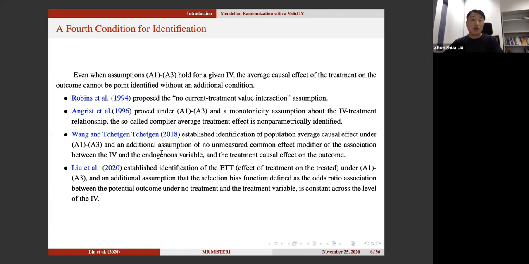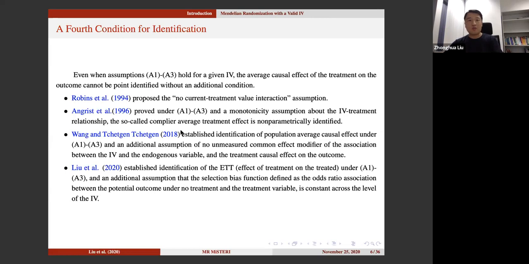In 1994, Robbins proposed the no current treatment value interaction assumption. It simply says there should be no interaction between the IV and the exposure or the treatment. Here, treatment and exposure are synonymous, exchangeable. In 1996, Angrist proposed another assumption called a monotonicity assumption about the IV treatment relationship. And they show that the so-called complier average treatment effect can be non-parametrically identified.